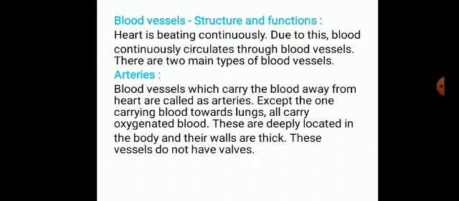There are three types of blood vessels: arteries, veins and capillaries. Heart is beating continuously. Due to this, blood continuously circulates through blood vessels. There are two main types of blood vessels: arteries and veins.